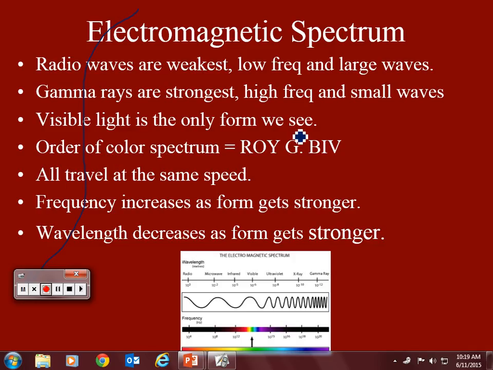Visible light is the only one we can see. I'm reminding you of that Roy G. Biv, which you can see right here: red, orange, yellow, green, blue, indigo, violet. If they ask you on the color spectrum which is the more powerful or has the highest frequency, it's going to be the violet because it's closer to the gamma side.